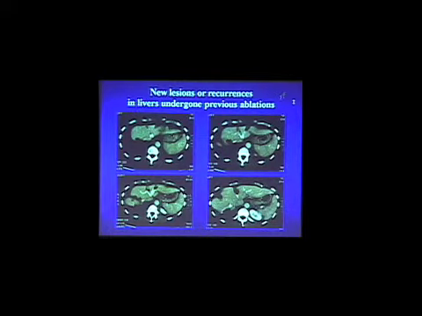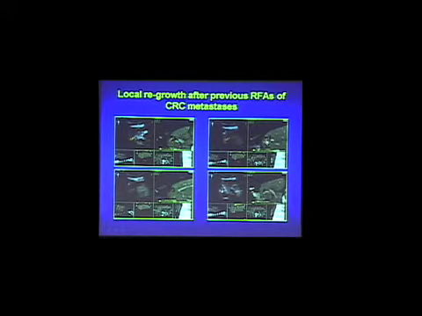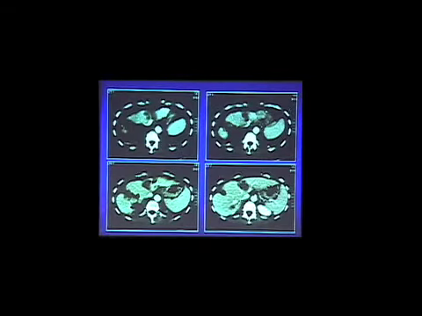So we use the fusion system. We recognize which is the viable tumor, and we stick the electrode exactly into that one. And the next day, 24 hours later, you see that you have treated with enough large volume the new metastasis.